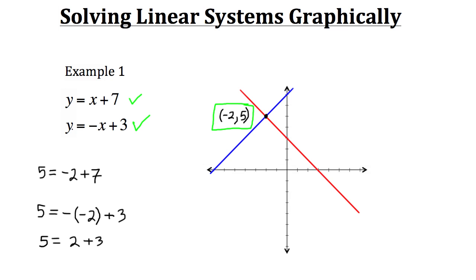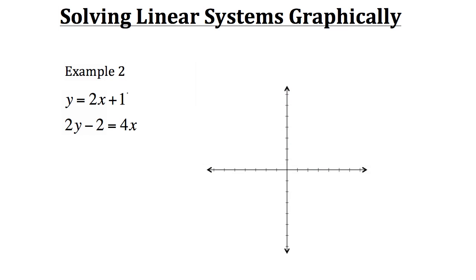Now let's take a look at example 2. This time we have a different system. Our first equation is y equals 2x plus 1. Then our second equation is 2y minus 2 equals 4x. Well, since we already know our first equation, let's just graph that real quick. So we'll have a y-intercept at 1, and then with the slope of 2. So the line to our first equation will look like that.